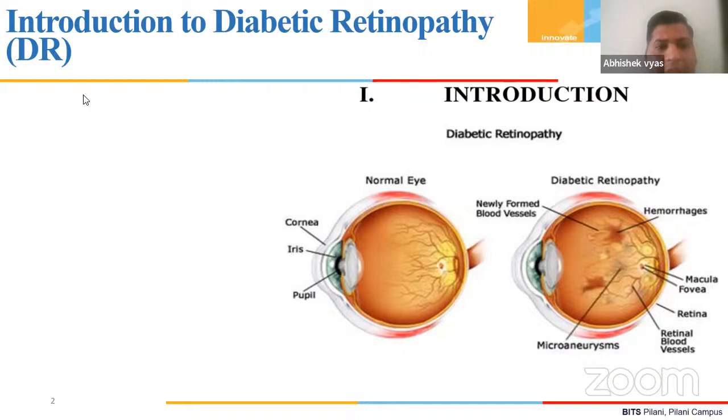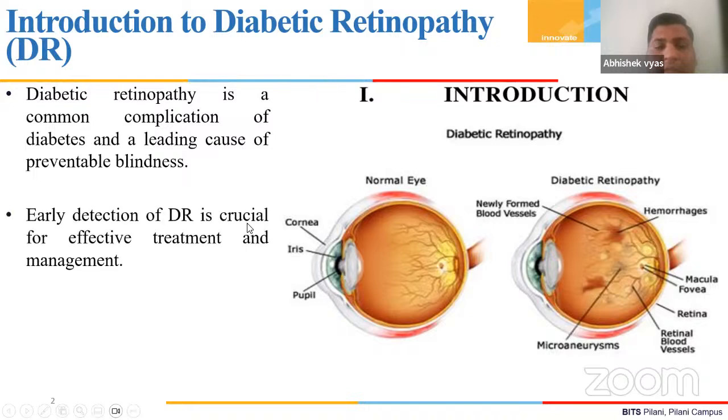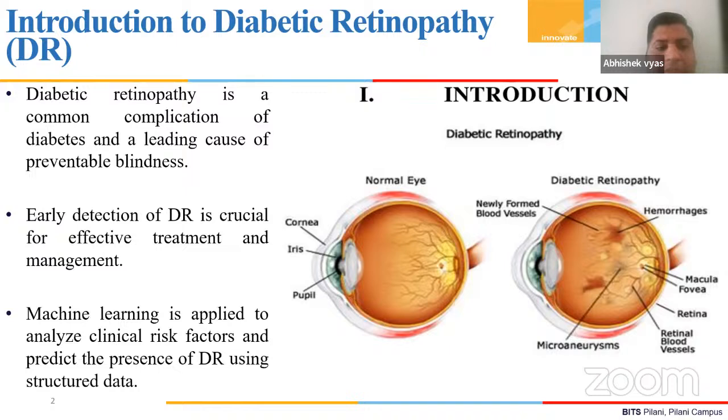Okay, I will continue. So diabetic retinopathy is caused by the complication of diabetes mellitus, which damages the blood vessels in the retina. If not treated for a longer time, it will cause blindness. So our objective is to apply machine learning algorithms on clinical risk factors and predict the presence of DR using the structured data of risk factors which we have.